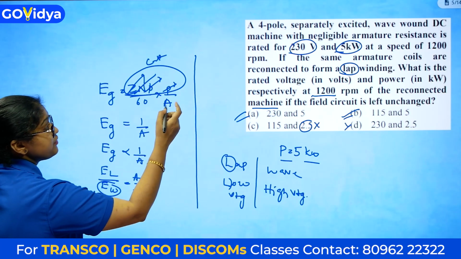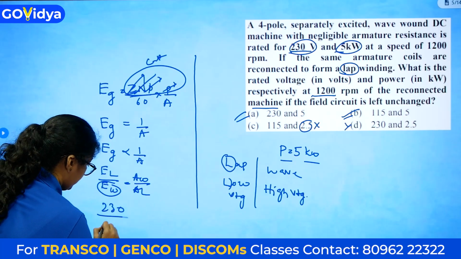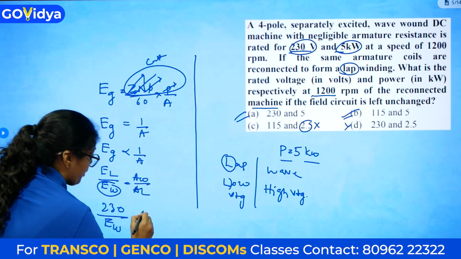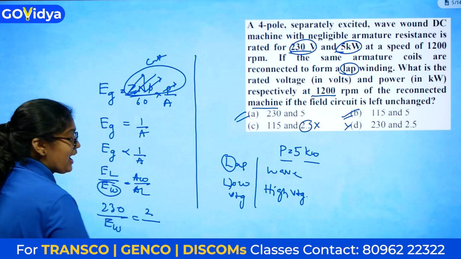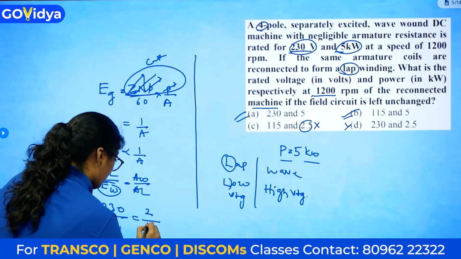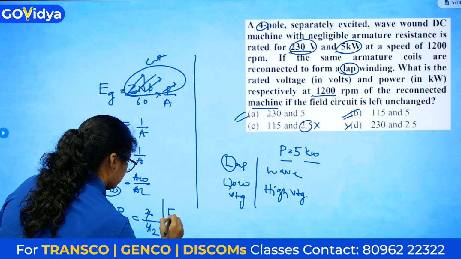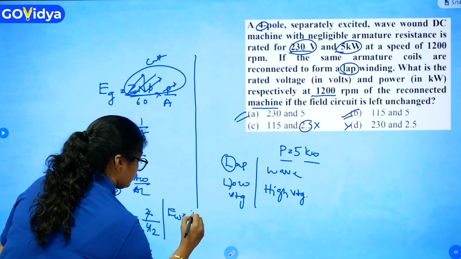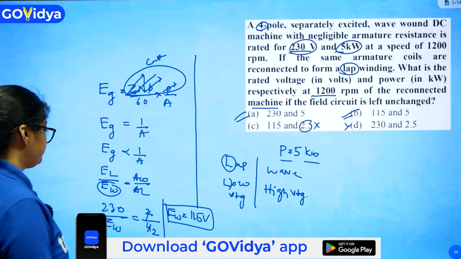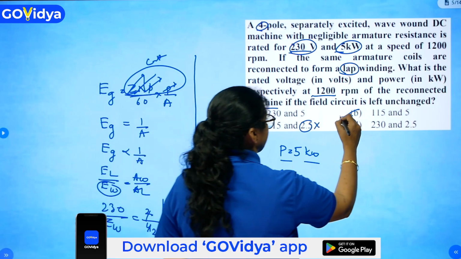So what is the E lap voltage they have given? 230 volts. So 230 by EW is equal to, for the wave winding, the number of parallel paths will always be 2. For the lap winding, the number of parallel paths will always be the number of poles. So they have given 4 poles. So this is 2. So we will get EW is equal to 115 volts. Clear? Next, so the option B matches.